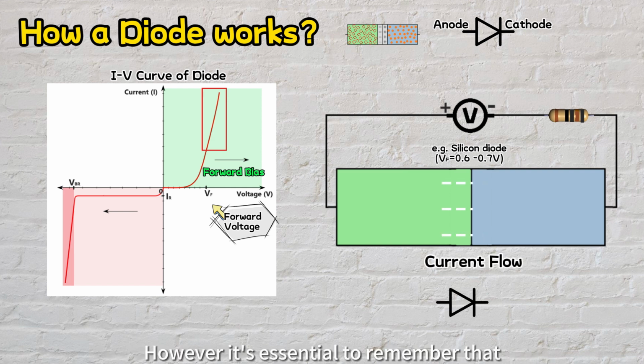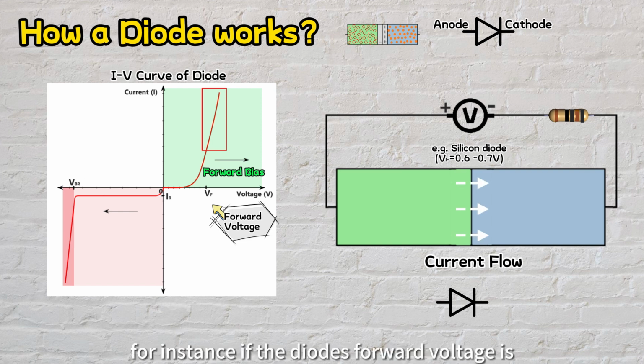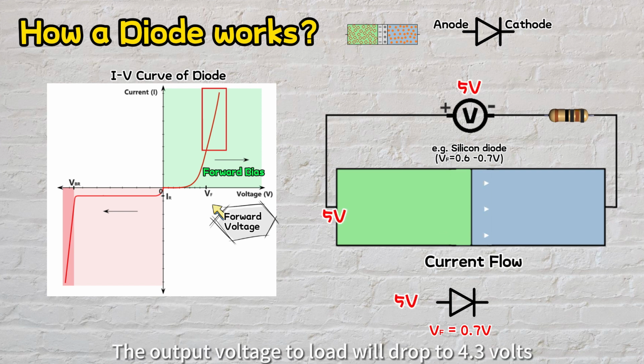However, it's essential to remember that the output voltage will be slightly lower. For instance, if the diode's forward voltage is 0.7 volts, and we supply a 5-volt voltage, the output voltage to the load will drop to 4.3 volts.